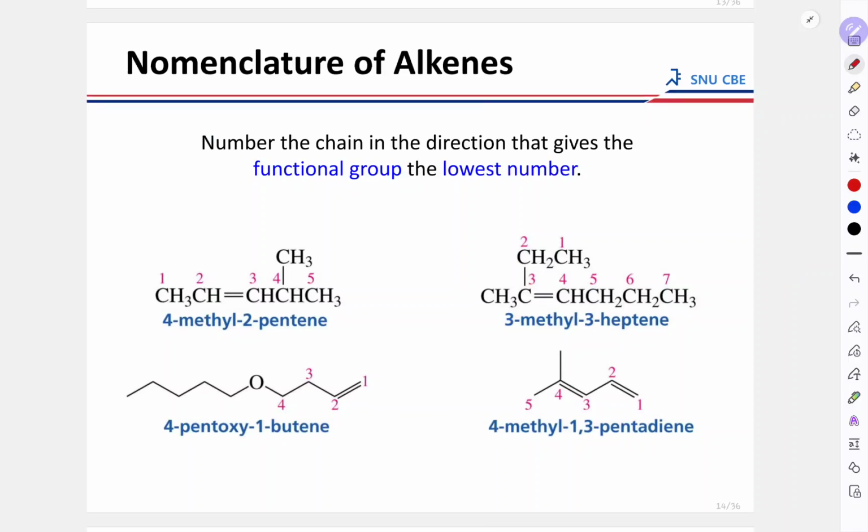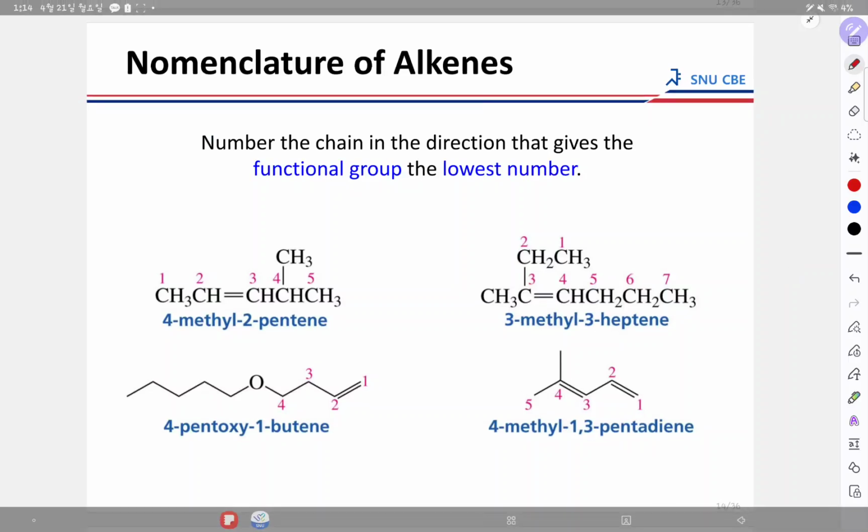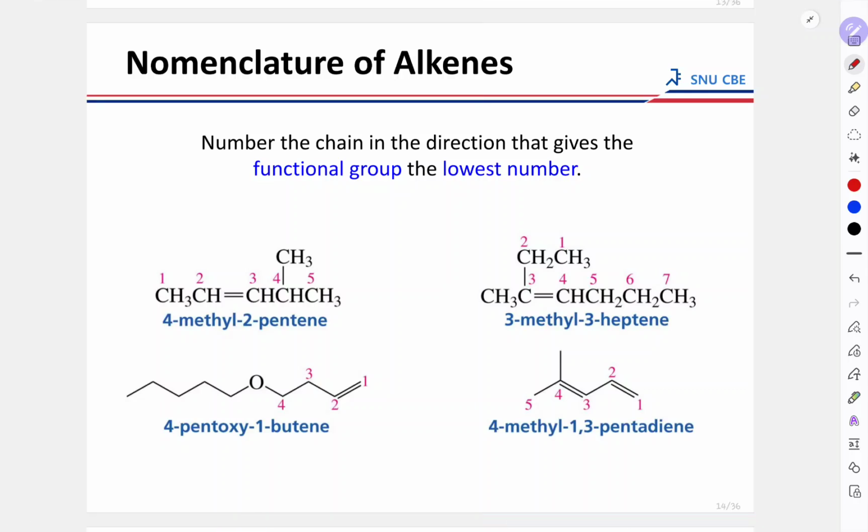So this is what I already illustrated, right? Number the chain in the direction that gives the functional group the lowest possible number, right? So in this case, you can identify this main chain, right? And then you have a choice from left to right or right to left, but you have to choose left to right to give you the lowest possible number for the starting carbon of the double bond, right? So this is number 1 carbon, number 2 carbon, okay? And then you can identify number 4 carbon that has a methyl substituent, right? Then in turn, you can put together the full name: 4-methyl-2-pentene, okay?